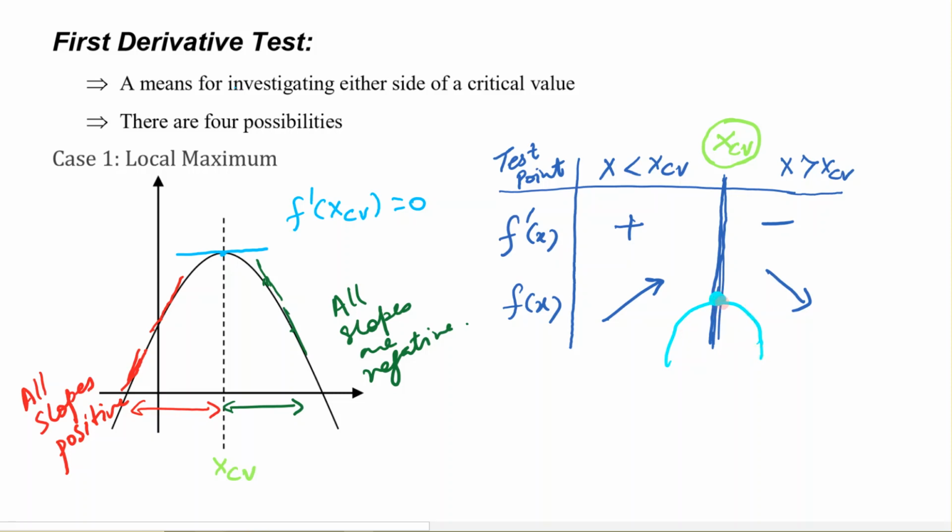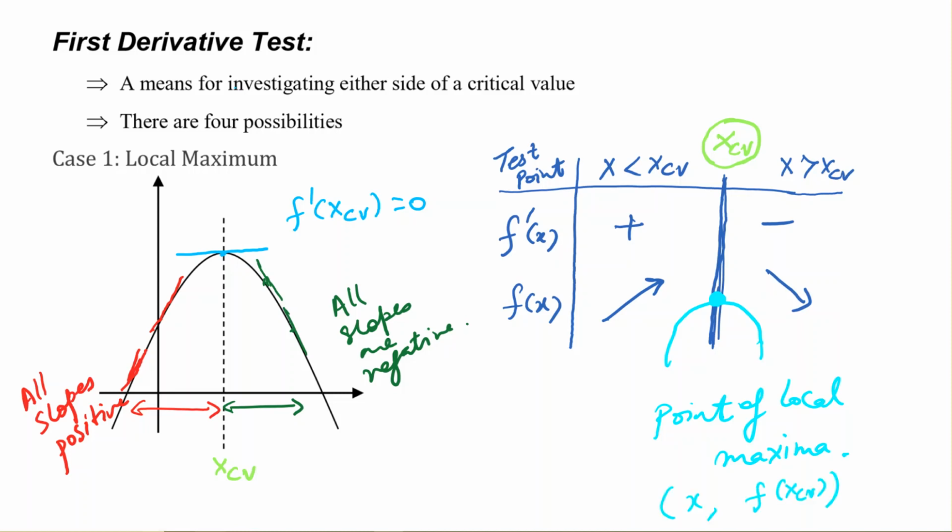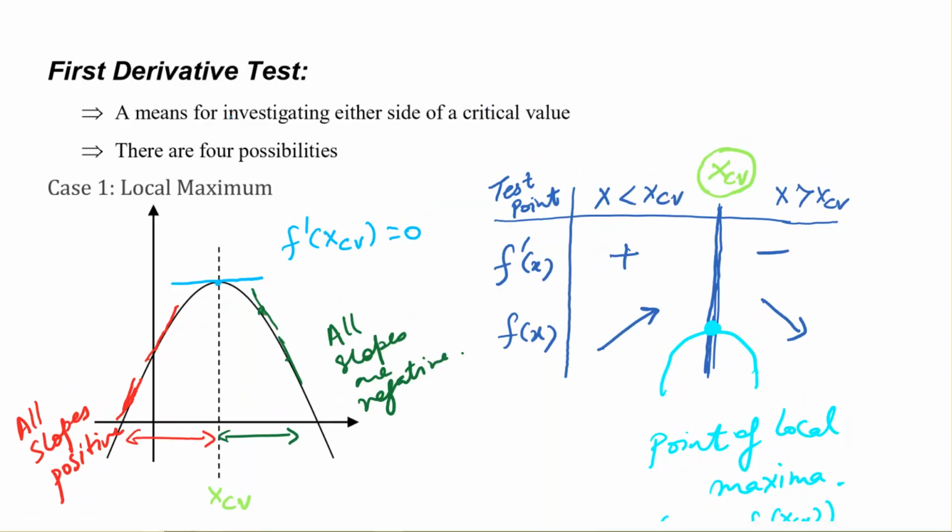So this critical value is a point of local maxima. So we call it a point of maxima. The function will attain a local maximum value at this critical point xcv. So f(xcv) will be that value. So the point of local maxima would be this.